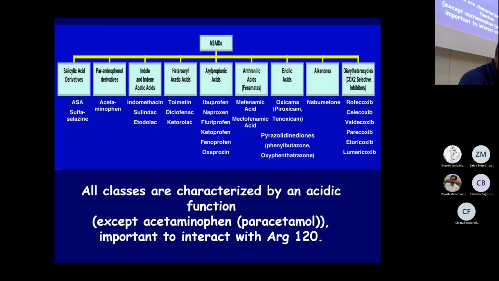Why? Because if you remember, on the rim, at the beginning of the tunnel of cyclooxygenase 1 and 2, there is arginine 120, a basic amino acid, able to give a strong ionic interaction with arachidonic acid, and also with all these inhibitors. So the presence of an acidic function is necessary if we want to have an interaction with cyclooxygenase.